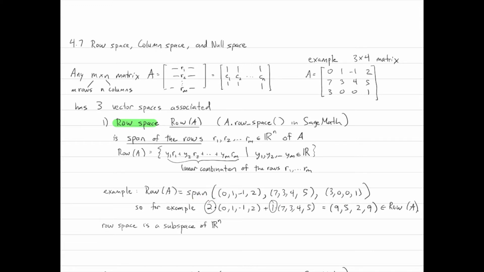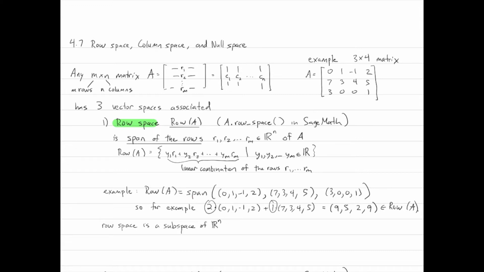And what does that mean again? That just means the linear combinations. So you take this vector and multiply it by any scalar or number, add to that this vector multiplied by any number, and add to that this vector multiplied by any number. And that will give you the vectors that live in the span.